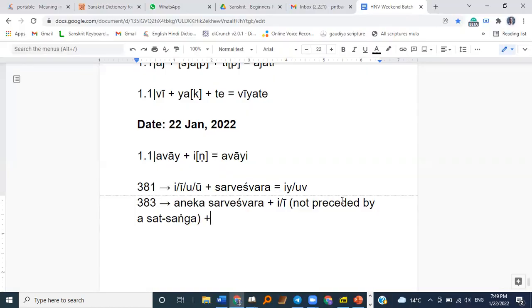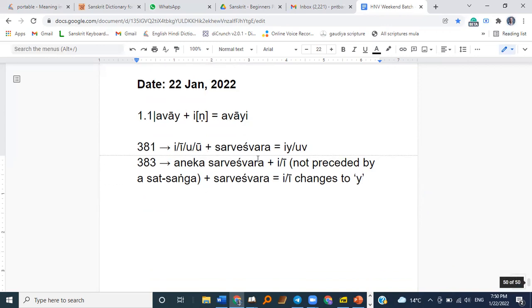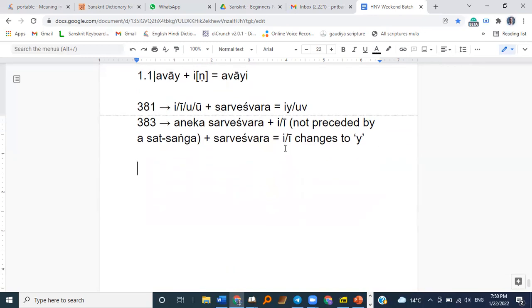And the Paranimitta is a Sarveshwara. Then the Idvaya changes to Yarama. So in 381, the Idvaya was changing to Iy, but in this one, if we have all these prerequisites, then the Idvaya will change to Ya only. So this is the difference between 381 and 383. Okay, so let's do it.